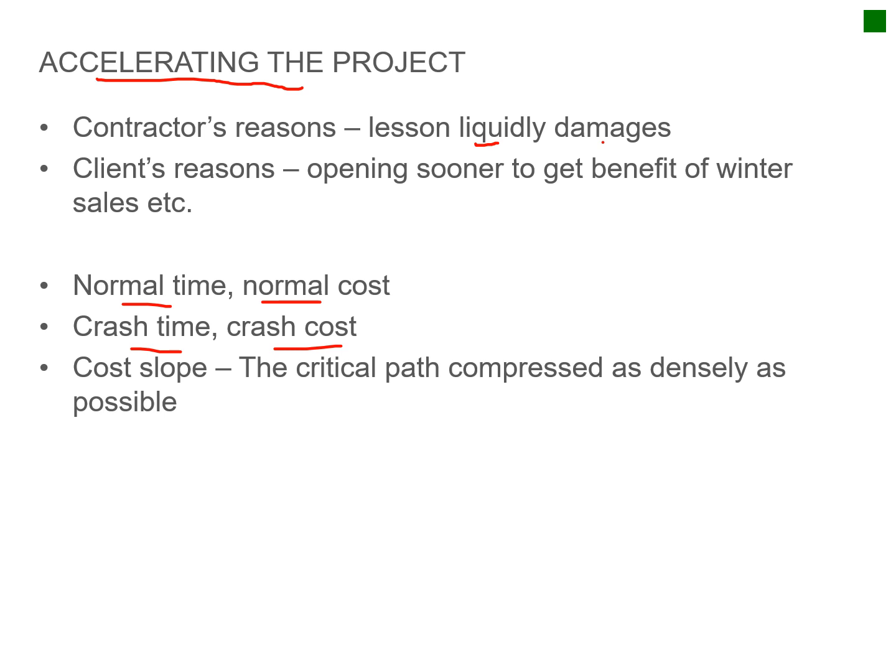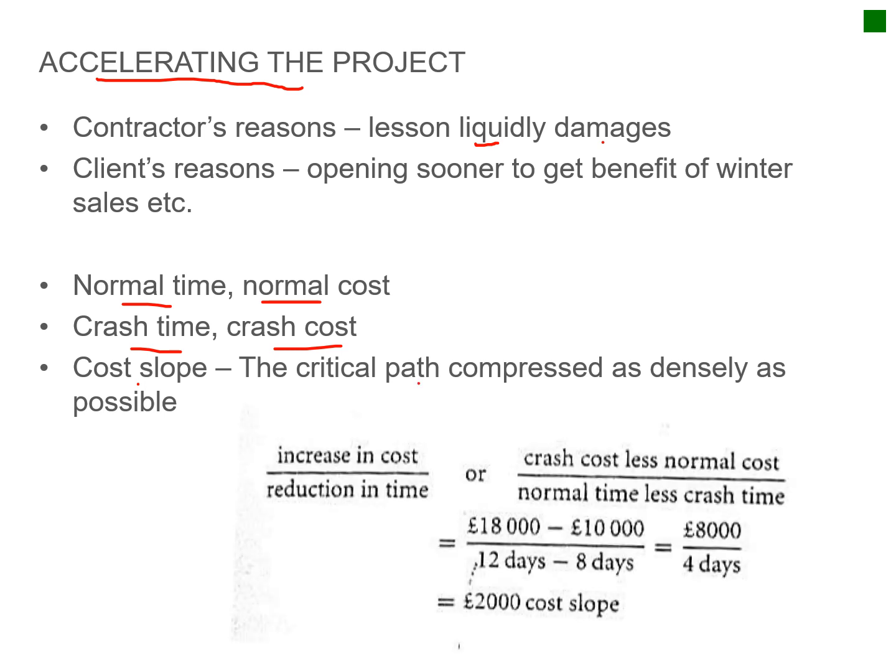Your cost slope is the critical path compressed as densely as possible. Okay, that's your cost slope. And then basically you can calculate your cost slope by having your increase in cost over your reduction in time, or you can have your crash cost less your normal cost, which gives you your increased cost, or you can have normal time less crash time to give you your reduction in time.